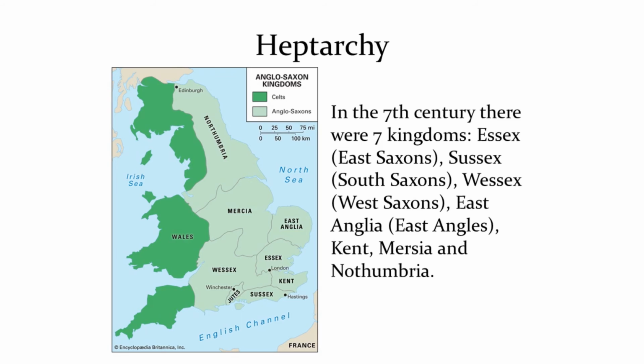In the 7th century, there were 7 kingdoms: Essex, or East Saxons; Sussex, or South Saxons; Wessex, or West Saxons; East Anglia, or East Angles; Kent, Mercia, and Northumbria.